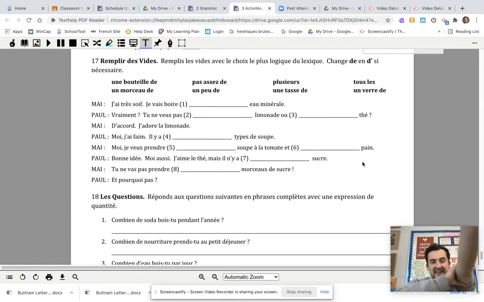Exercice 17. Remplis le vide avec le choix le plus logique du lexique. Fill in the blanks with the most logical choice from the lexicon. Change to D apostrophe if necessary. So, mais, j'ai très soif. Je vais boire blank eau minérale. I'm going to drink. Okay, so do we want to say a bottle of mineral water or a glass of mineral water?